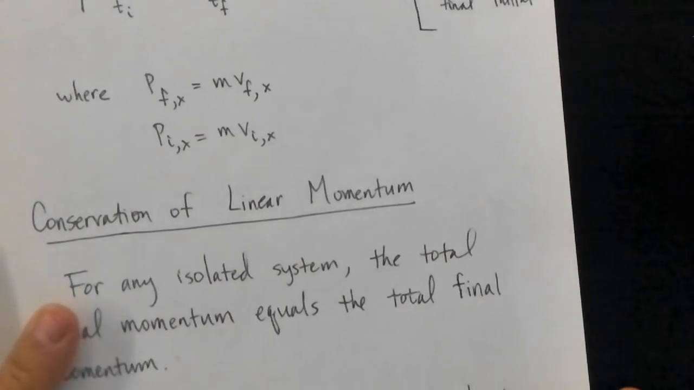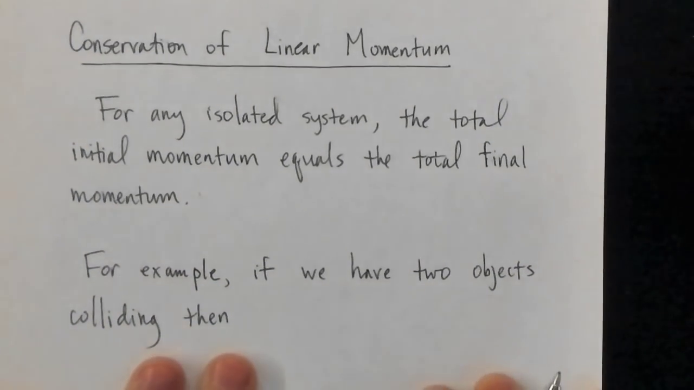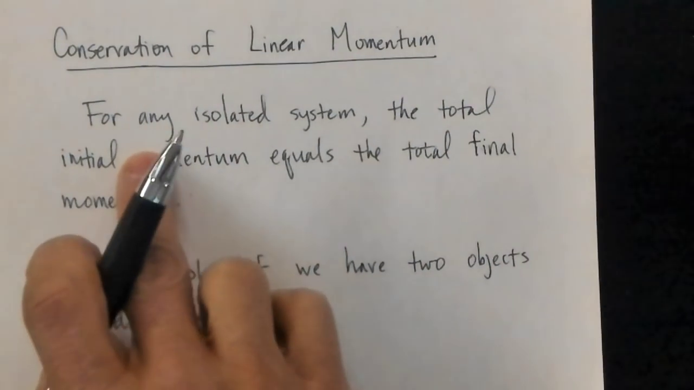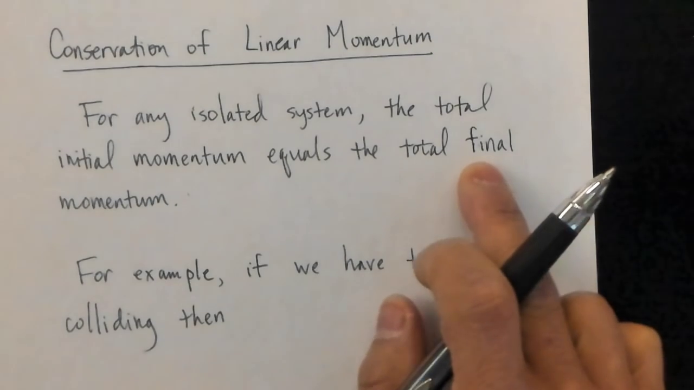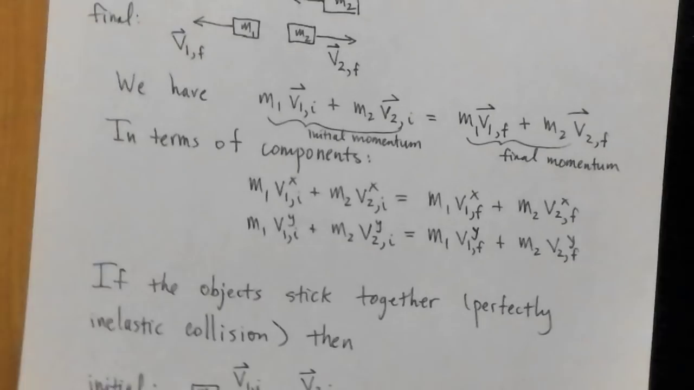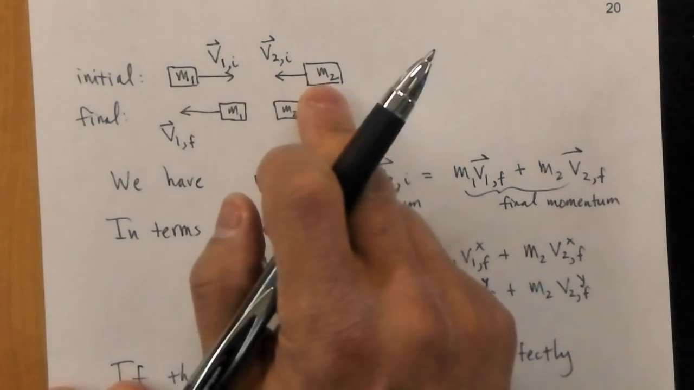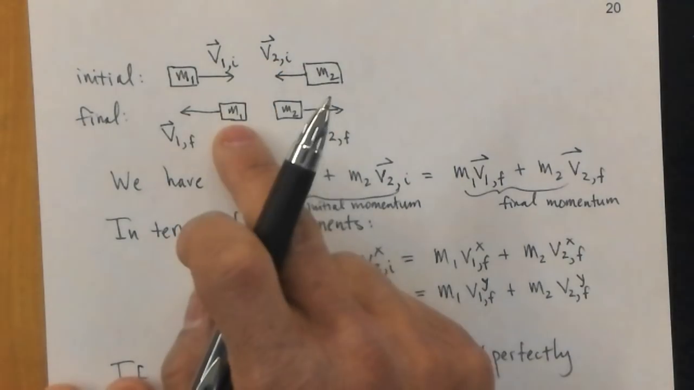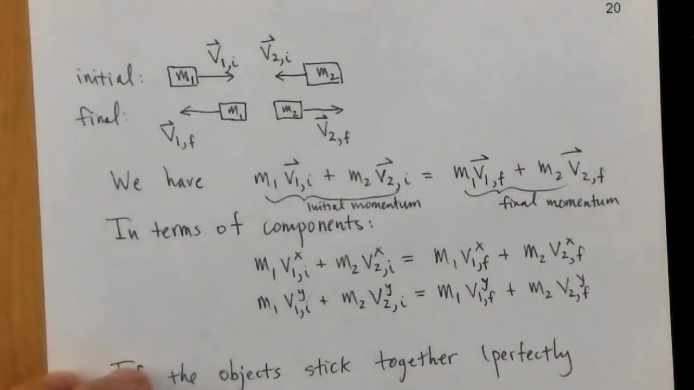Then we had only one other thing with regard to linear momentum. We had conservation of linear momentum. For any isolated system, the total initial momentum equals the total final momentum. For example, if we have two objects colliding, then we have here m1, v1 initial, m2, v2 initial, and then we have m1 and v1 final, m2 and v2 final. Okay, so here I have a demo that will show that case.